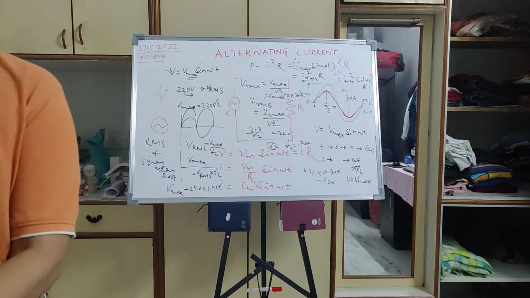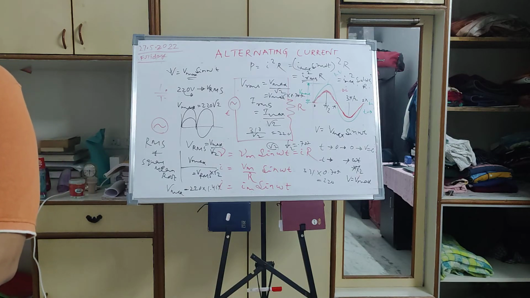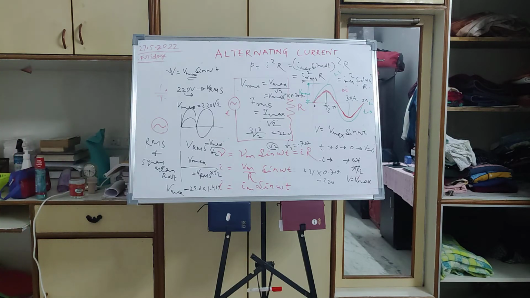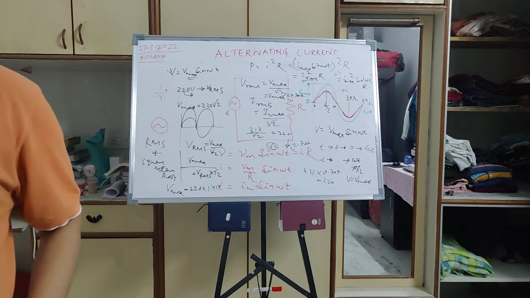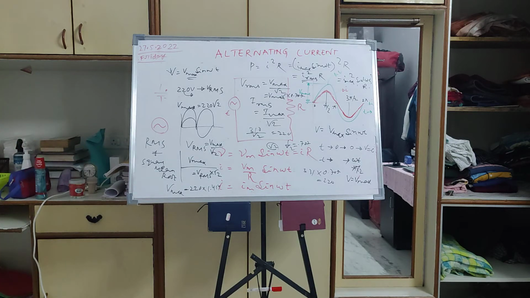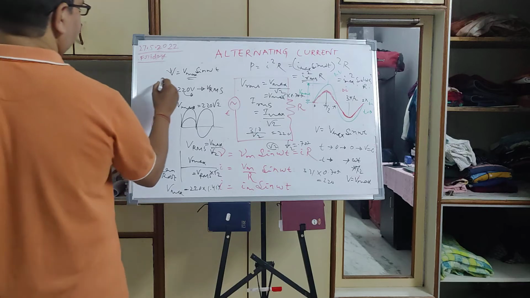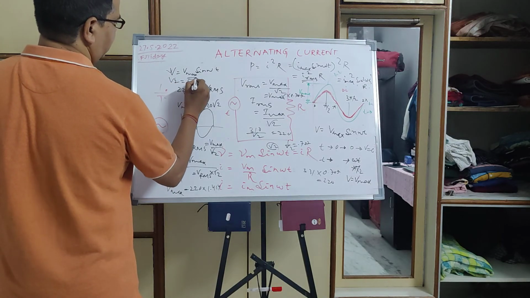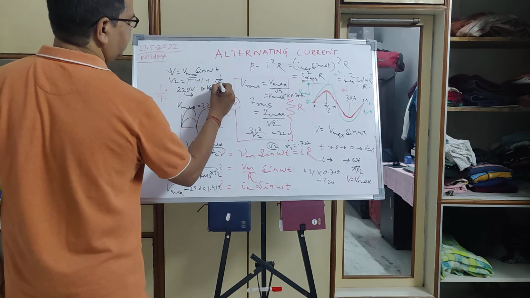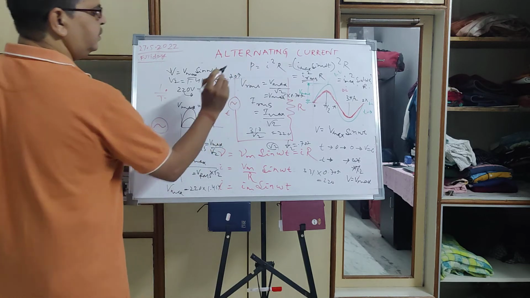It is given here in your book. It is customary to measure and specify RMS values of AC quantities. When you say 220 volt, it means the RMS value. For example, the household line voltage is 220 volt, which is the RMS value, and its peak value is 220 into root 2, so 220 into 1.414. Just remember, root 2 is 1.414 and 1 by root 2 is 0.707. These are the things you should remember.